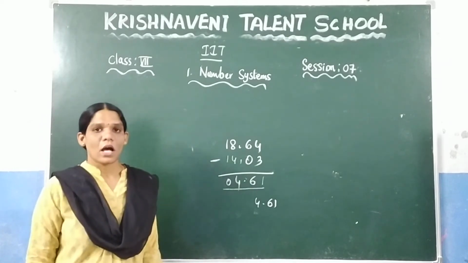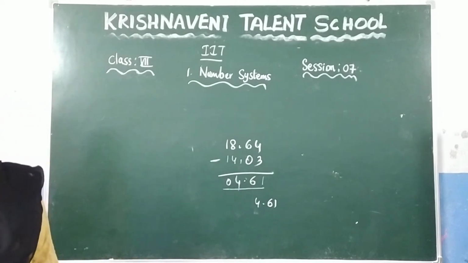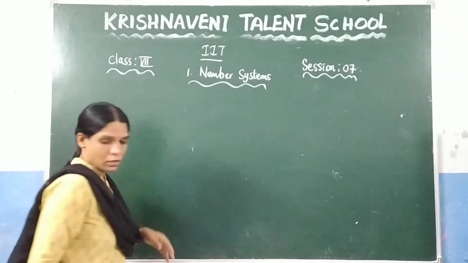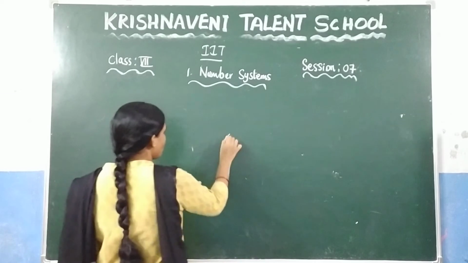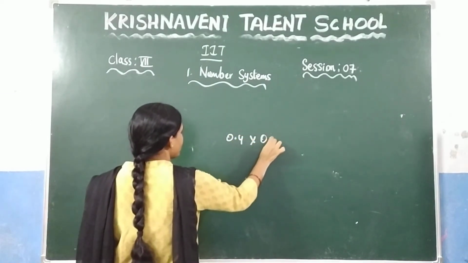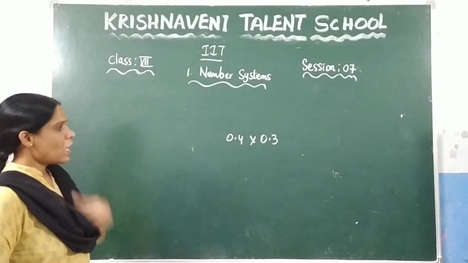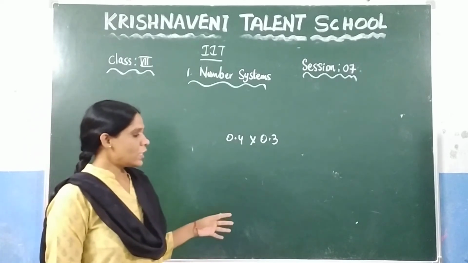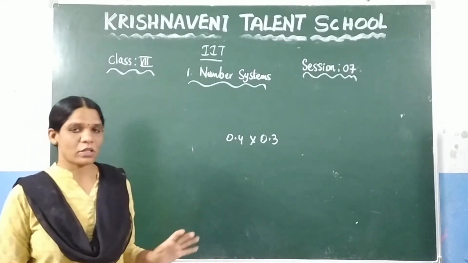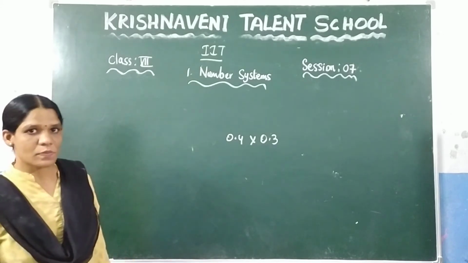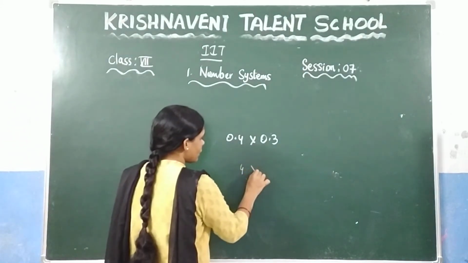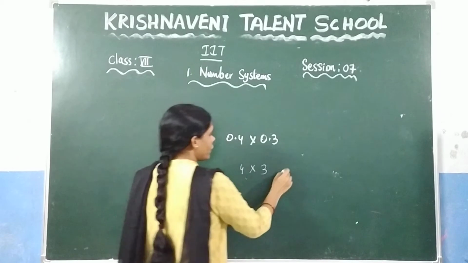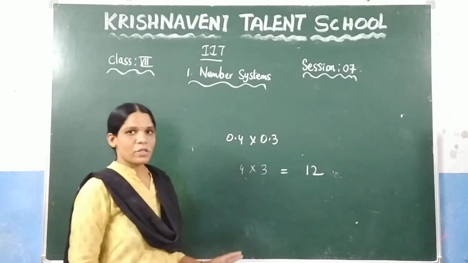Now let us see how to multiply two decimal numbers. Suppose if you want to multiply 0.4 into 0.3. Here how do you multiply if you have been given two decimal numbers? So here first let us forget the decimal points. If you leave the decimal points, what you can observe here is 4 into 3, right? So first let us do this one. What is the value of 4 into 3? Which is 12.